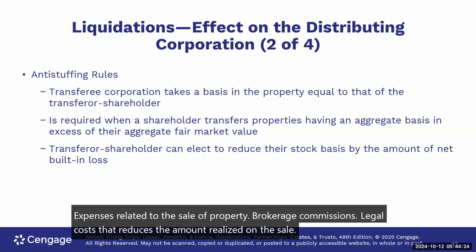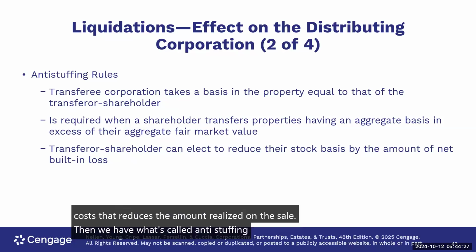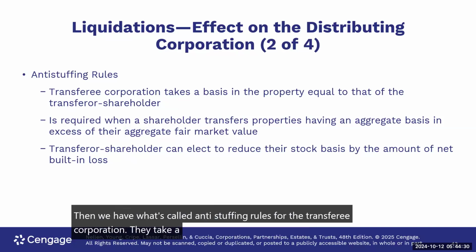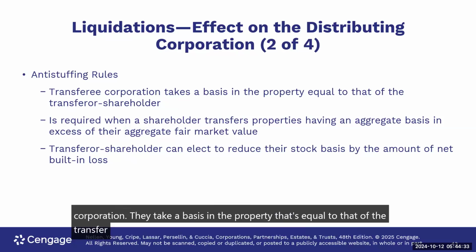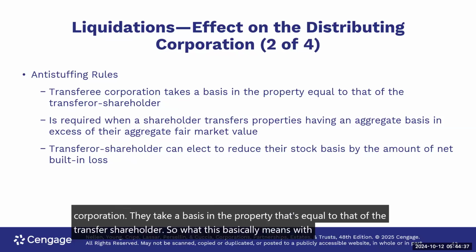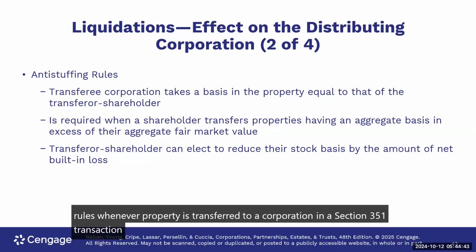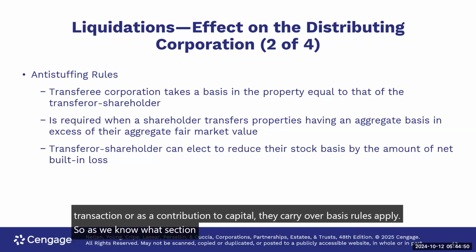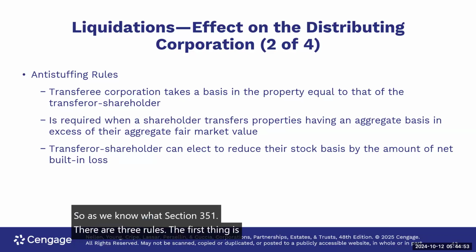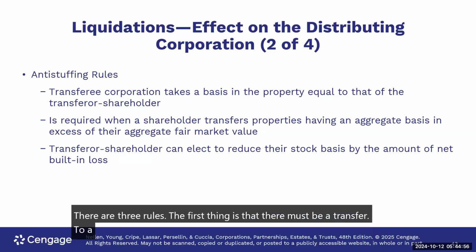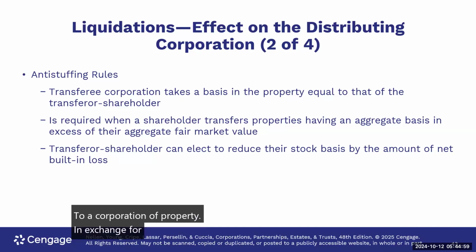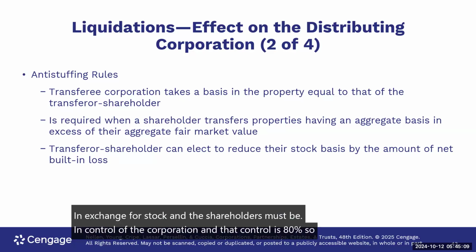Then we have what are called anti-stuffing rules. For the transferee corporation, they take a basis in the property that's equal to that of the transferor shareholder. What this basically means is that whenever property is transferred to a corporation in a Section 351 transaction or as a contribution to capital, the carryover basis rules apply. As we know with Section 351, there are 3 rules. The first is that there must be a transfer to a corporation of property in exchange for stock, and the shareholders must be in control of the corporation, and that control is 80%. So that's the Section 351 rule.